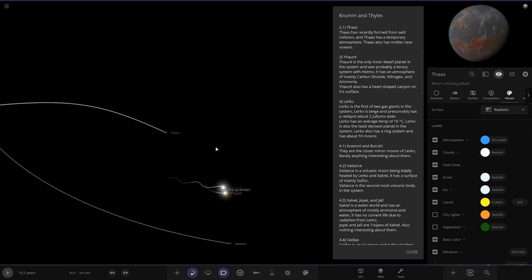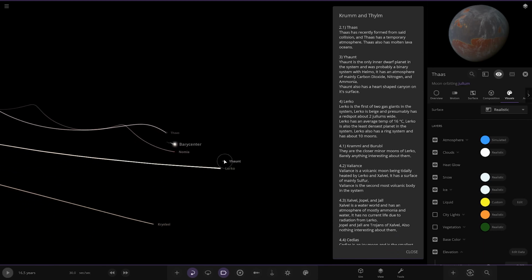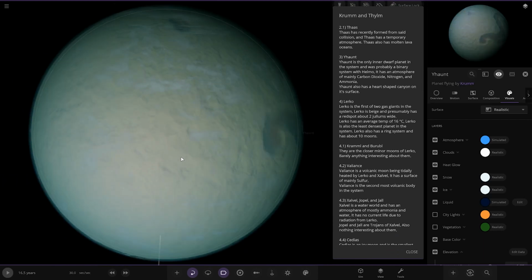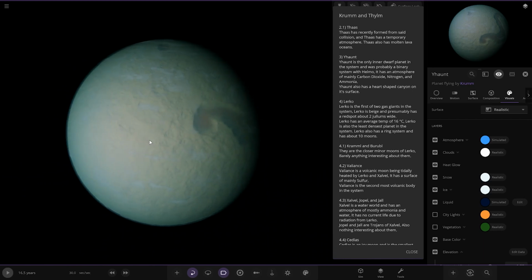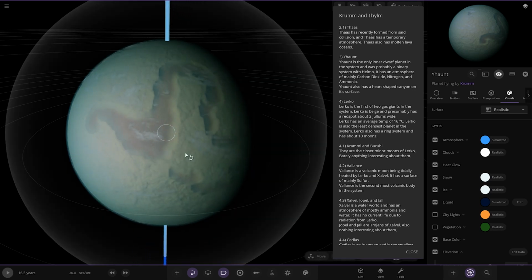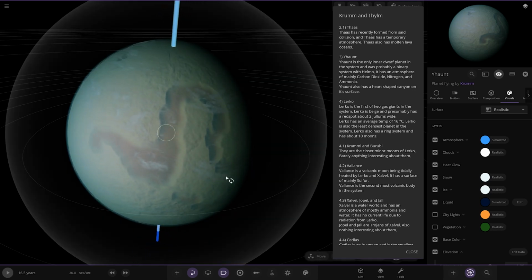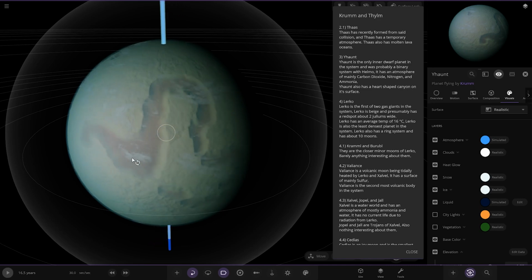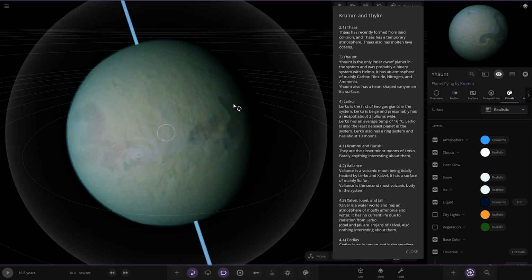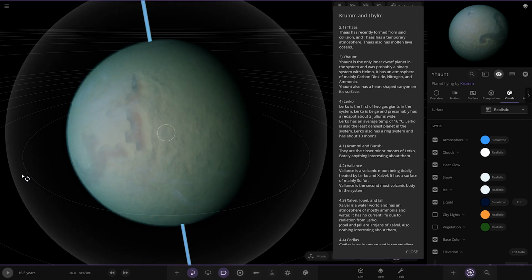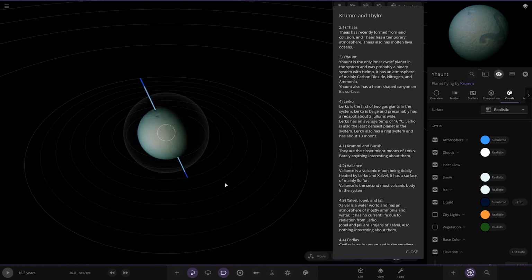Nice. Now we're moving on to Yaunt over here. It's the only inner dwarf planet in the system. It's probably a binary system with Helmo. It has an atmosphere of mainly carbon dioxide, nitrogen, and ammonia. It has a heart-shaped canyon on its surface. Oh yeah, check that out. Okay, interesting. So it has a little custom sort of map on it. Pretty nice.